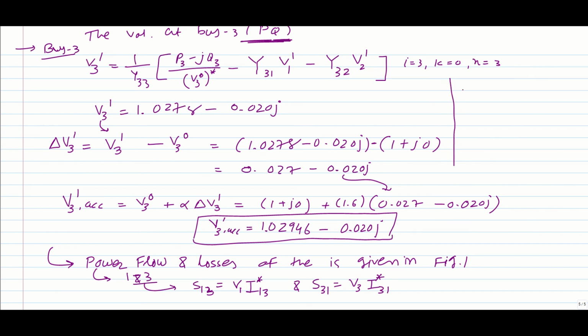Okay, and for power losses between bus number 1 and 3, you have to write the summation of S13 plus S31. This will give the power loss between bus number 1 and 3. So using all these equations, you have to calculate the power flow and losses between bus number 1 and 3 as homework.